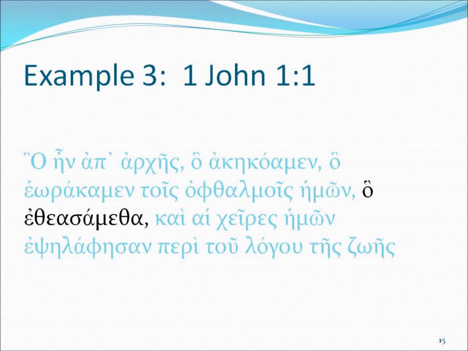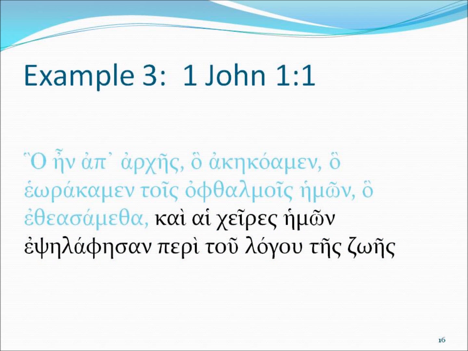Next cluster here is ho etheasametha. Notice the epsilon alpha is not a diphthong. There's no Greek diphthong that has epsilon alpha. English has an EA, which comes across as an E, but this is not a Greek diphthong. So it would be ho etheasametha. Also notice the smooth breather mark above the first epsilon.